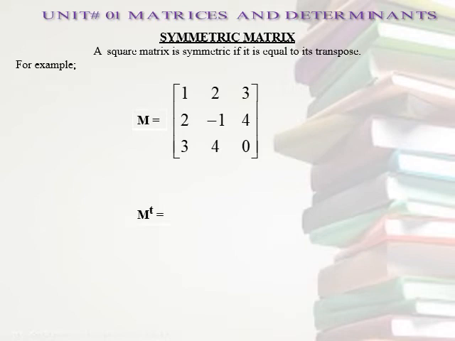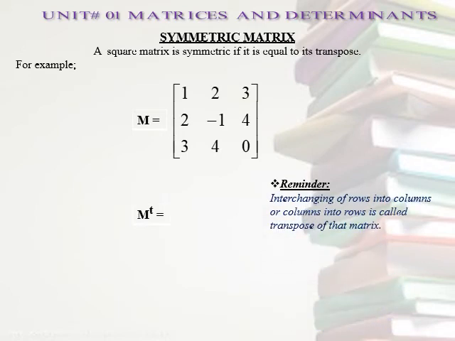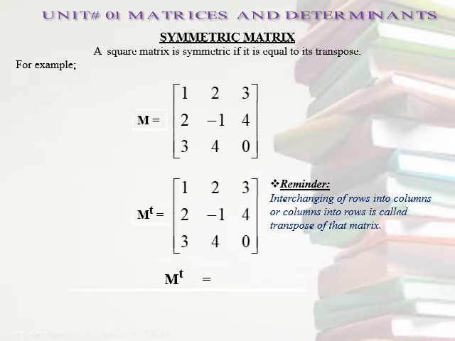I'm going to take its transpose. Here is a reminder that interchanging of rows into columns or columns into rows is called the transpose of that matrix. So here is the transpose of matrix M, and you can see that its transpose is equal to M. Thus M is a symmetric matrix.